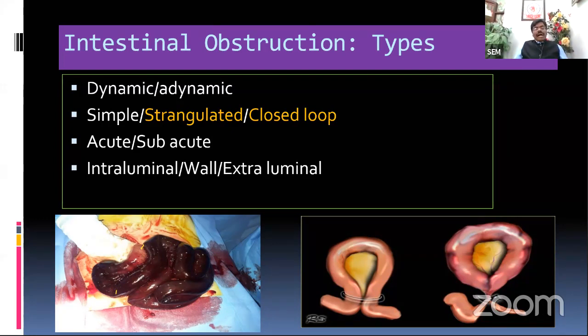Let's go on to the other classification. The next important one is a very important classification for a surgeon, classifying the obstruction as simple, strangulated, and rarely a closed loop obstruction. What is simple? That is intestinal obstruction with no problem with the viability of the bowel. In other words, the bowel is viable. That is, it is retaining its blood supply. It is nice and pink colored bowel.